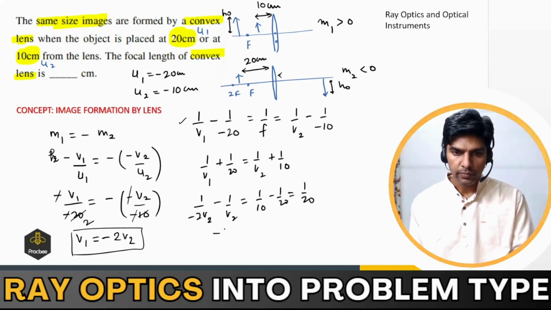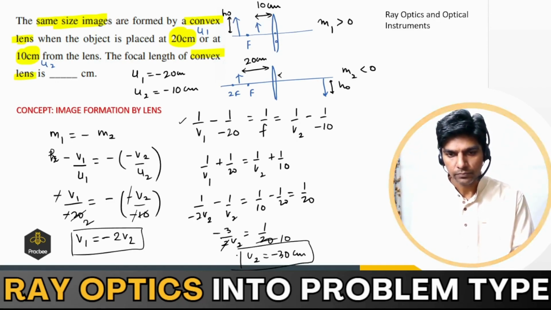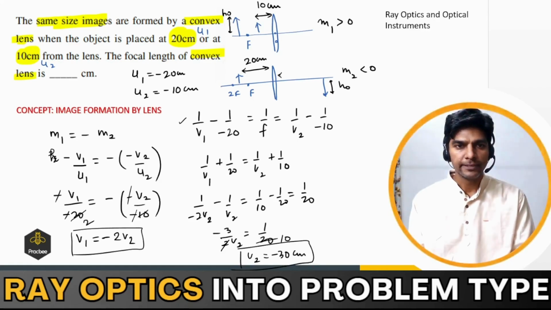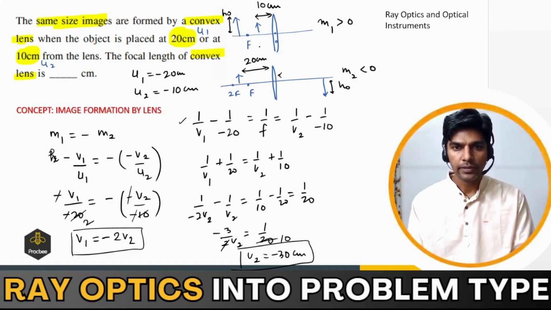So this can be written as minus 3 by 2 v2, so this is equal to 1 by 20. And from this, v2 comes out to be minus 30 centimeter. Okay, and u2 is minus 10, so this distance comes out to be 30.